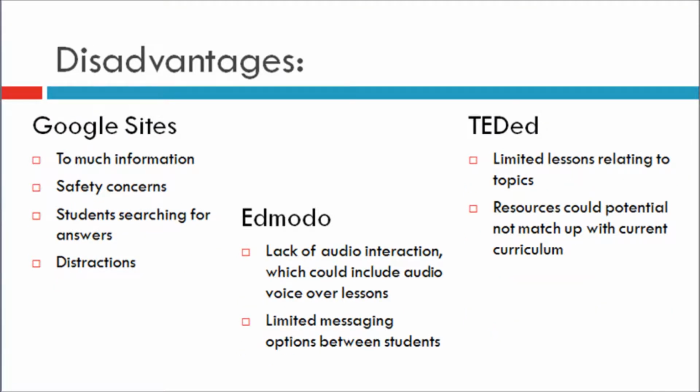Disadvantages of the platforms. Google Sites may provide too much information that is present online and through Google. It can be considered a safety issue and can result in students searching for answers while also being distracted in doing work due to its inconvenience. Edmodo is lacking in the amount of audio interaction for students that could include audio voiceover lessons with limited messaging options between students and instructors, restricting collaboration.